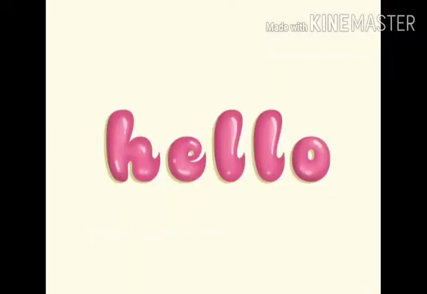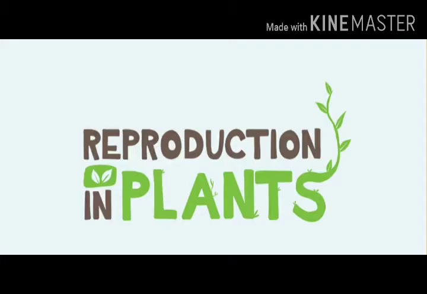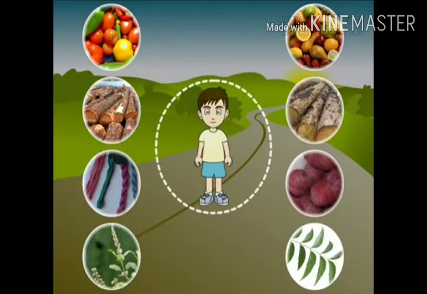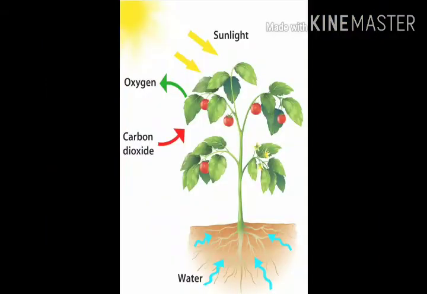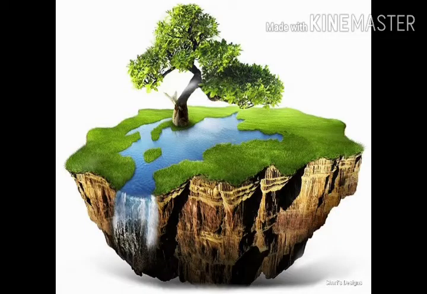Hello children, today we will be learning the chapter Reproduction in Plants. Plants play a very important role in our lives. Life on earth cannot exist without plants. Plants supply us with oxygen to live. Plants make our earth beautiful.